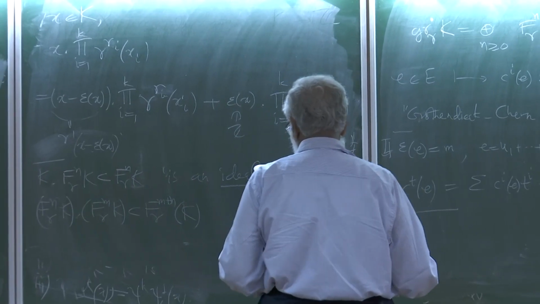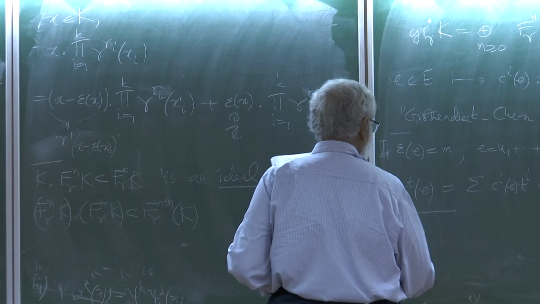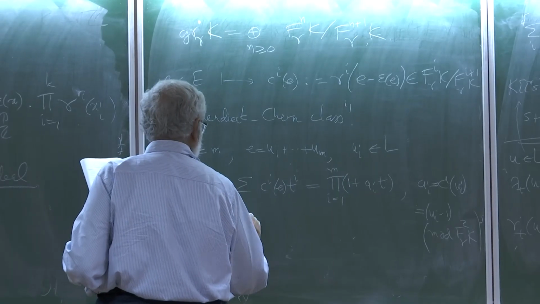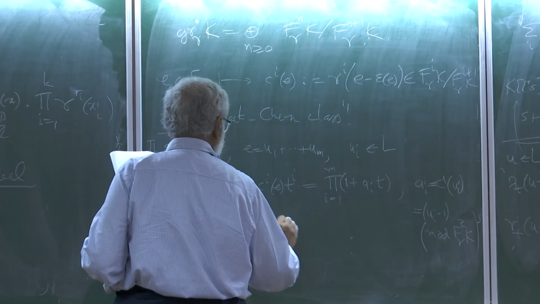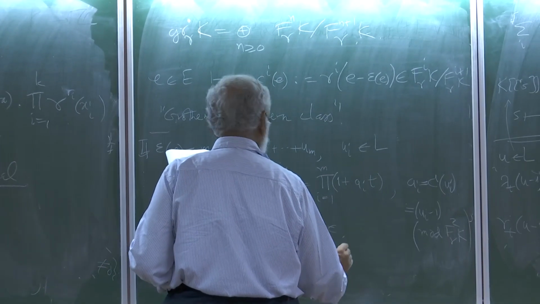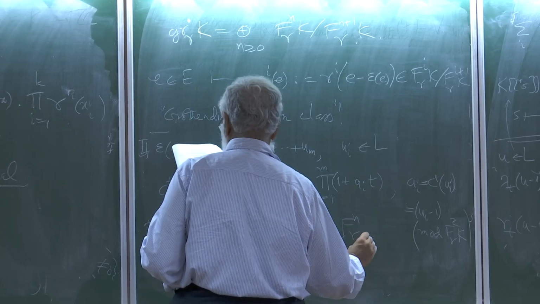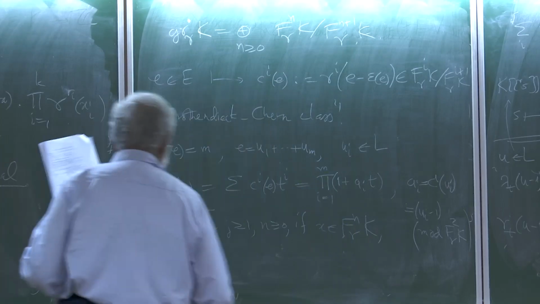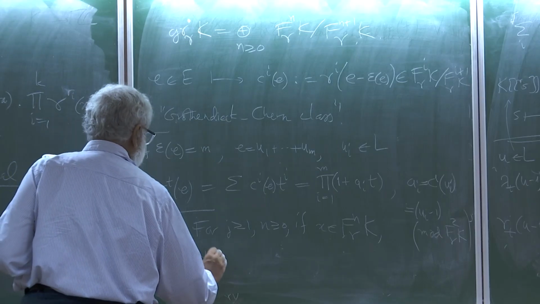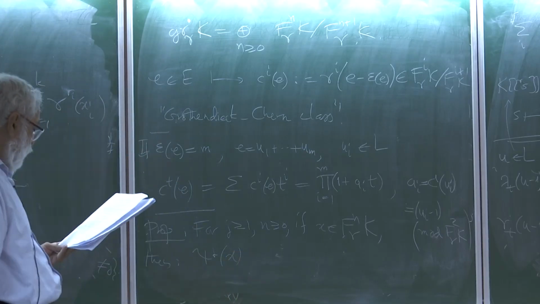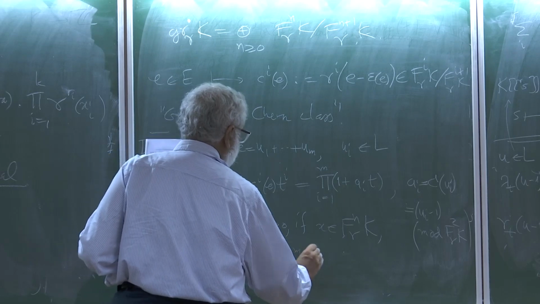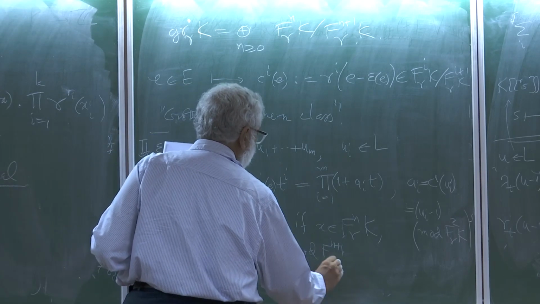Now the key proposition is the following, which is of some interest in the whole game. For j greater than or equal to 1, n greater than or equal to 0, if x is in Fn gamma k, then let's look at the jth Adams operation on this x. I claim this is just j to the power n times x mod Fn plus 1 gamma k.